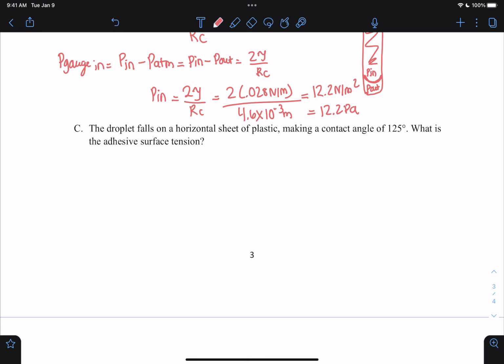Part C now is saying the droplet falls on a horizontal sheet of plastic, making a contact angle of 125 degrees. What is the adhesive surface tension? So for adhesive surface tension, this is just a straight up plug and chug for part C. It just depends on whether or not you remember the adhesive surface tension equation.